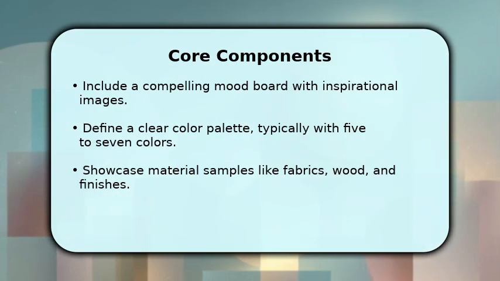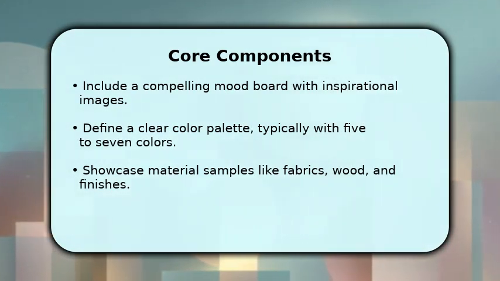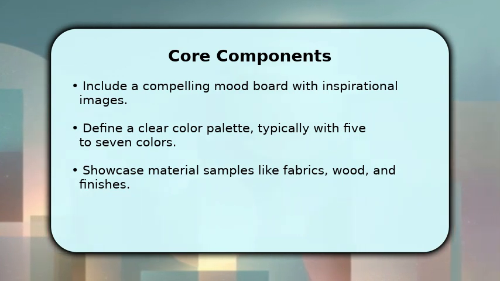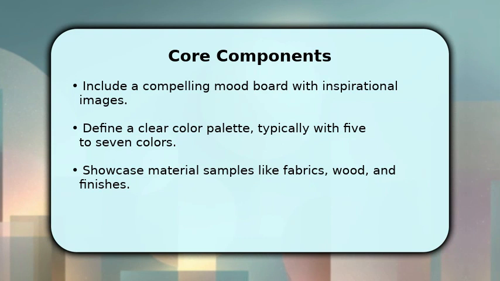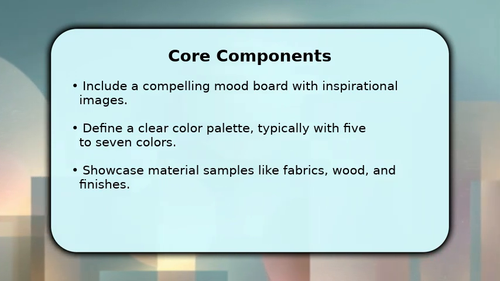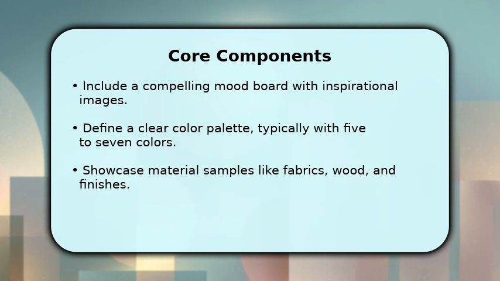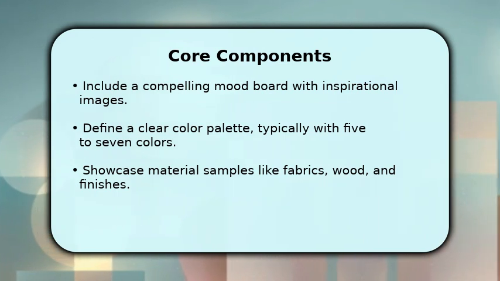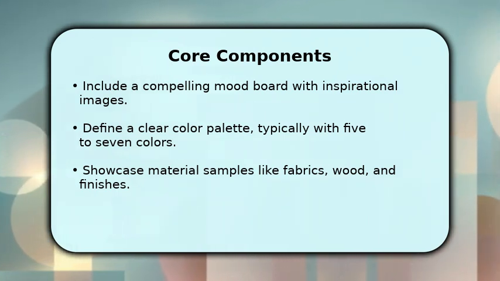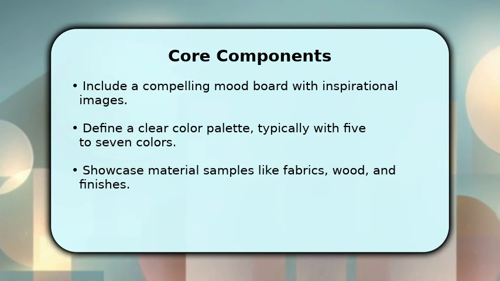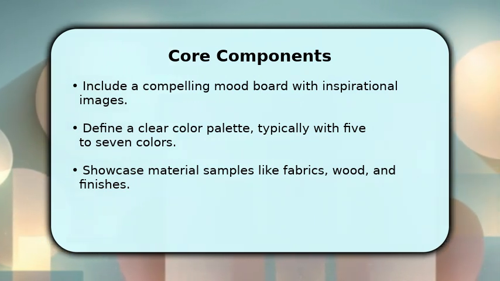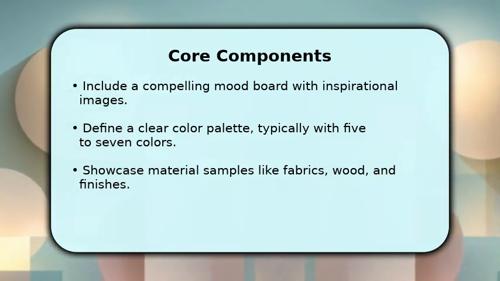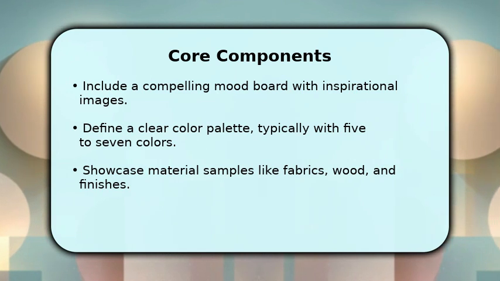Now, let's dive into the core components of an effective concept sheet. Begin with a captivating mood board featuring images that evoke the desired atmosphere. Next, establish a precise color palette, usually comprising 5 to 7 distinct colors, including neutrals and accents. Don't forget to incorporate material samples, such as textiles, wood, and metal finishes, to convey texture and tactility. Finally, include key furniture and lighting selections, noting their approximate dimensions for spatial planning.